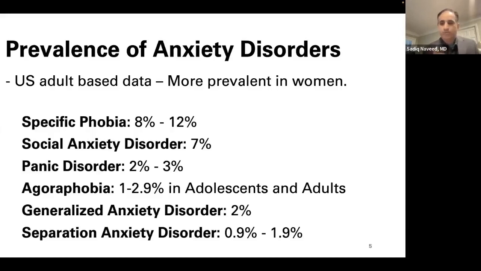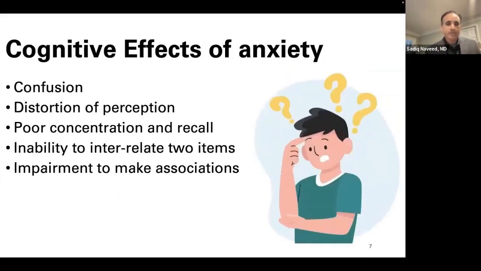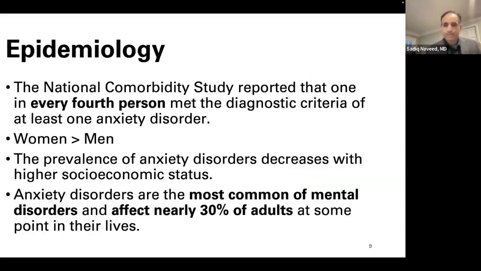I tried to look for Pakistan-based data for anxiety disorders. So specific phobias are among the most common anxiety disorders. So that's my phobia towards dogs. And then out of 100, we see that, for example, feeling ashamed in separation anxiety disorder. It can happen in others too. Cognitive effects of anxiety can occur, such as it can cause confusion, distortion of perception. So it is roughly about 25%, which is a really significant number.